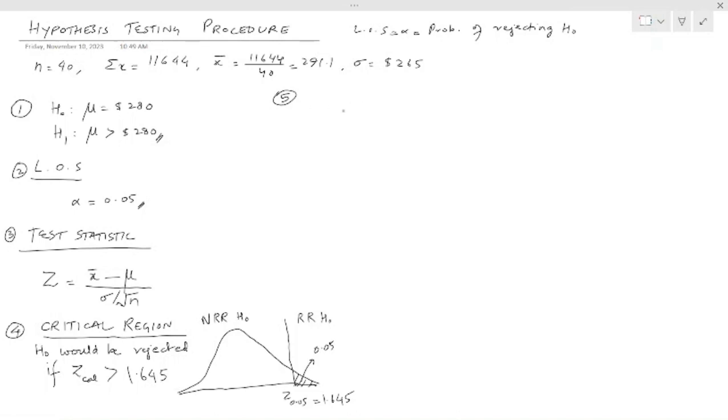Now step number 5, which is of computation. Over here in this step, we will substitute each and every value in the formula of z. Z calculated or Z computed. X bar value is 291.1. This mu value we borrow from the null hypothesis.